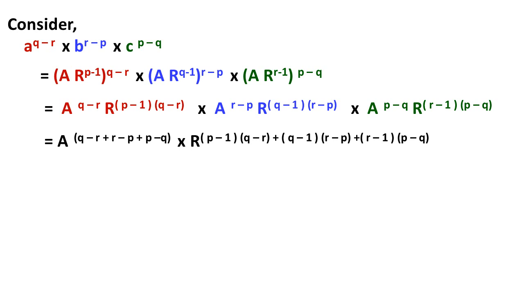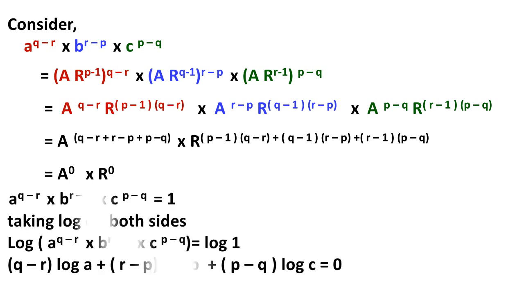You just open the brackets by doing the binomial multiplications and hence find out what is the power of r. So the value of a to the power is 0 and r to the power is also 0. It results as 1. So a to the power q minus r into b to the power r minus p into c to the power p minus q, we have obtained the value as 1.